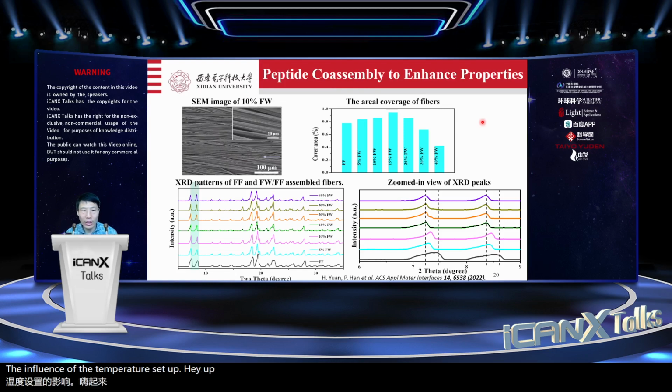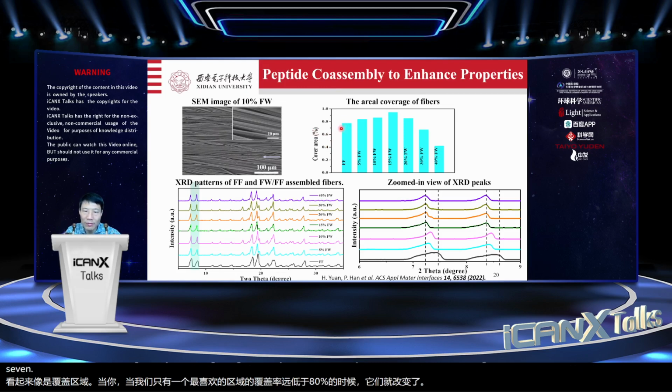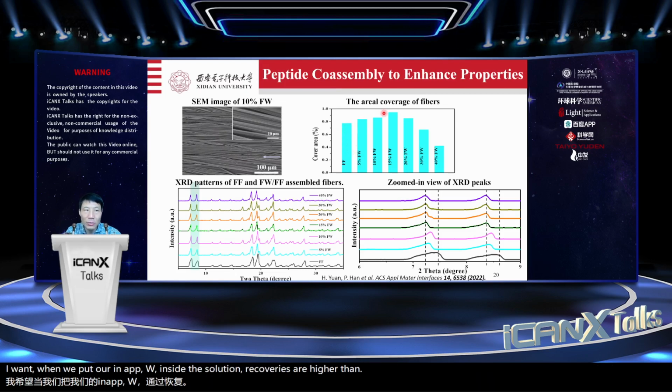Okay, and we started to mix FW with FF to see what happened, and it looks like the area coverage changed. When we only have FF, the area coverage is less than 80%, maybe 75. When we put FW inside the solution, the coverage is higher. That means the yield got higher. And then it starts getting less, less and less structure. It looks like they are related. And we studied their crystal structure with XRD. When we zoom in, we find their crystal parameter also changed, because F and W are not totally the same.